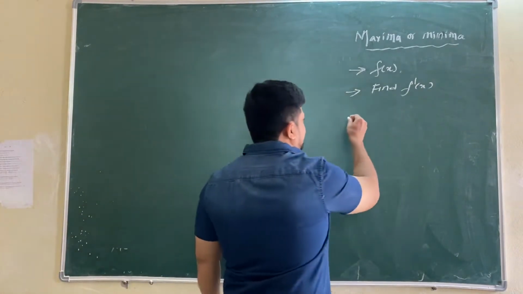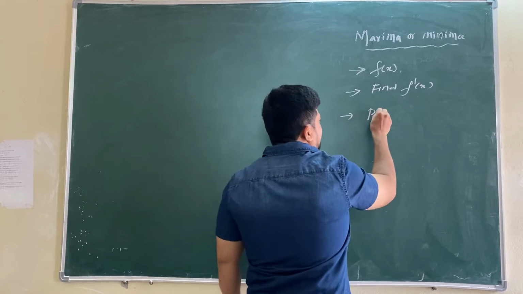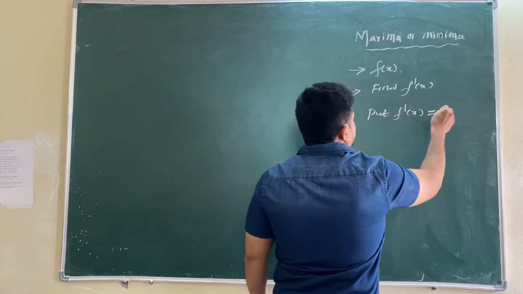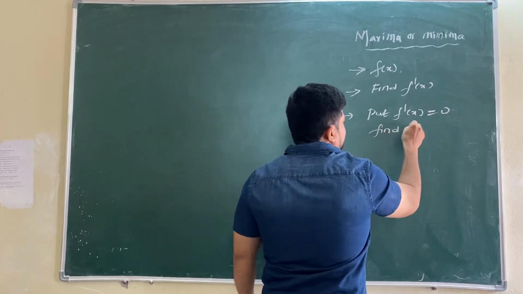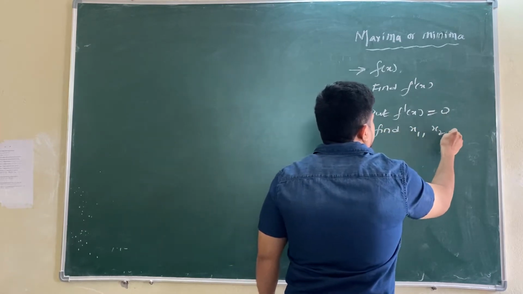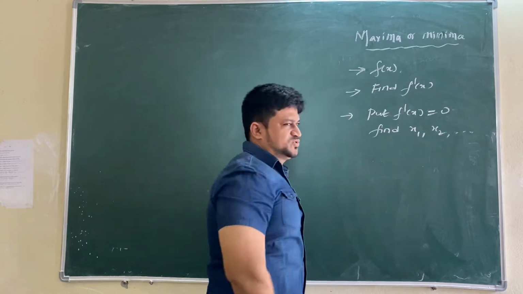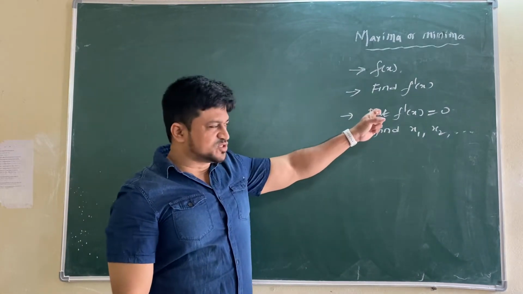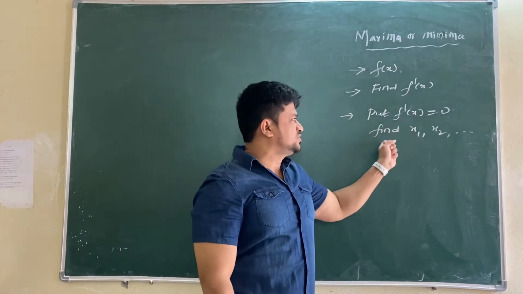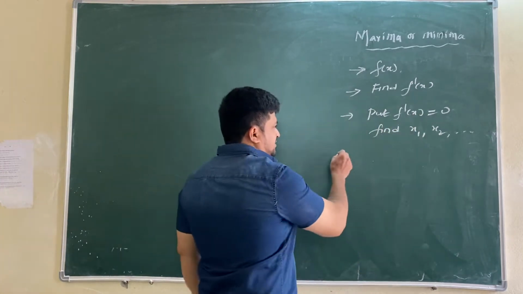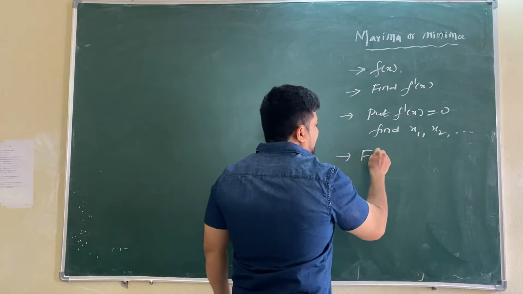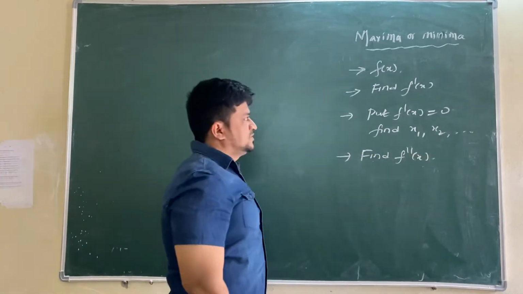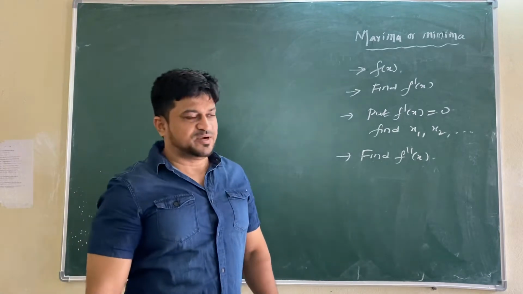After you get f dash of x, you have to set that f dash of x equal to 0 and find x1 and x2, or a single x, or both. So after getting f dash of x, we take f dash of x equals 0 and find x1, x2. Then find f double dash of x. In the next step, we will find f double dash of x.